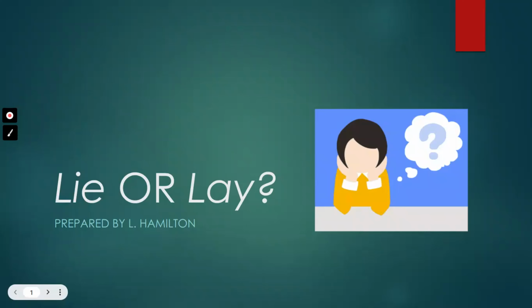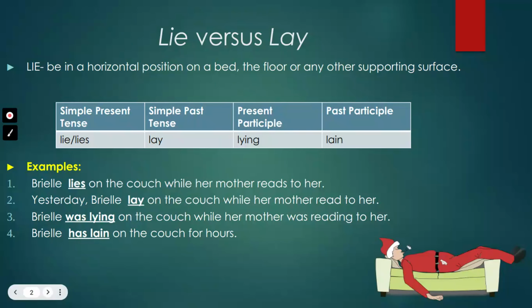This is the first lesson in our series, Words Often Confused. In today's lesson, we will look at the differences between the verbs to lie and to lay. We begin with the verb to lie. Now we will look at two different meanings of this verb.